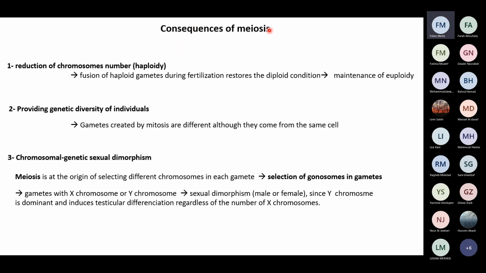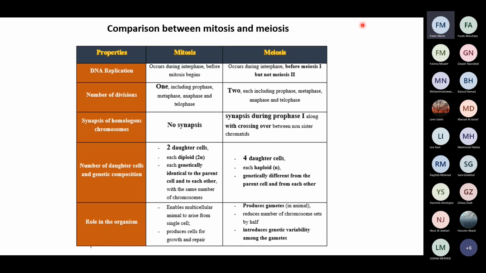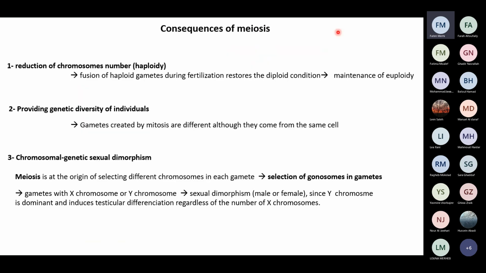Okay, last time we were talking about meiosis, and we made a comparison between mitosis and meiosis. And now we will talk again a little bit about the consequences of meiosis. Now, as we have seen last session, during meiosis we have a reduction of the chromosome number. So meiosis allows us to have a reduction in the chromosome number, so it maintains haploidy.